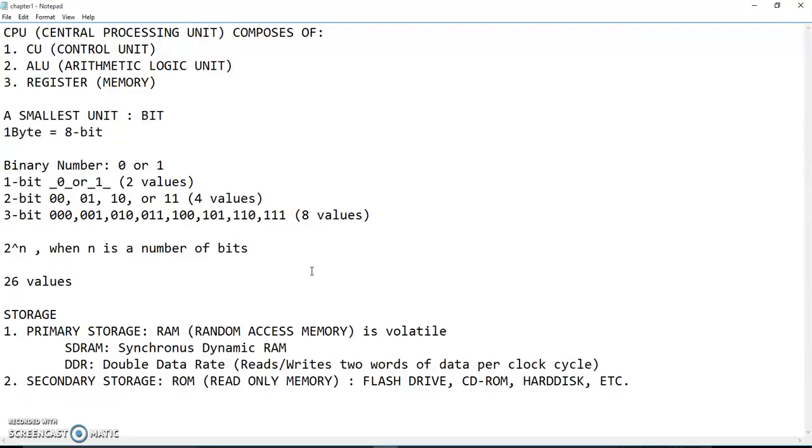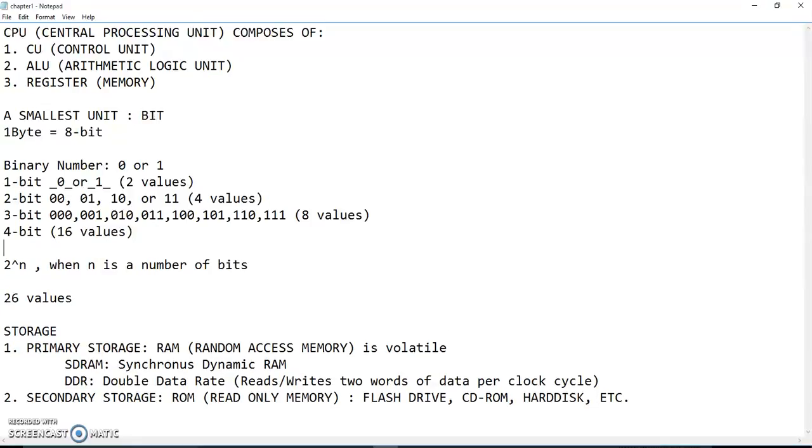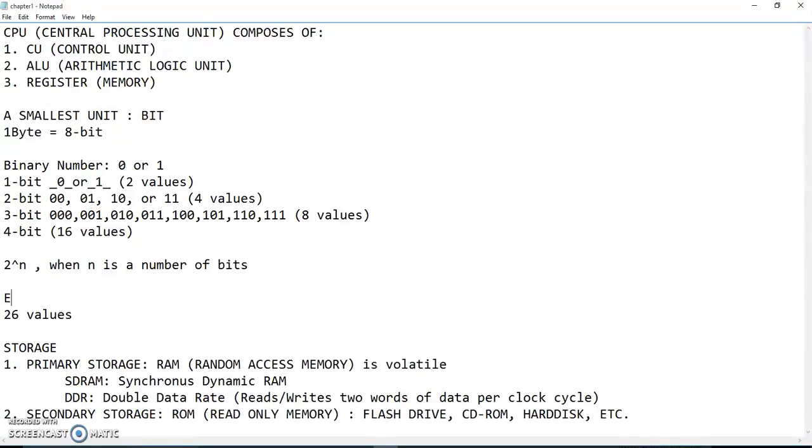We said, if I have 4 bits, that's going to be 2 to the 4, giving you 16. Right, which is not enough for the English alphabet, right? Because the English alphabet has 26. So we will have 5 bits. That gives you 32, which is enough.